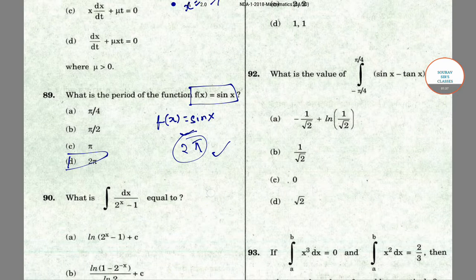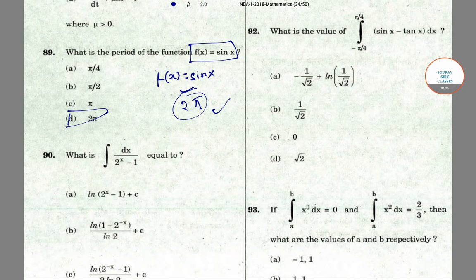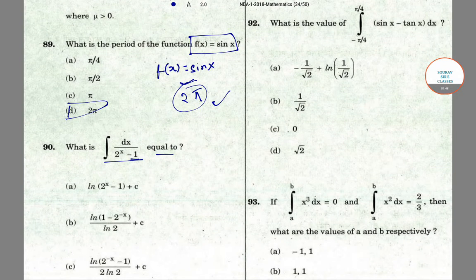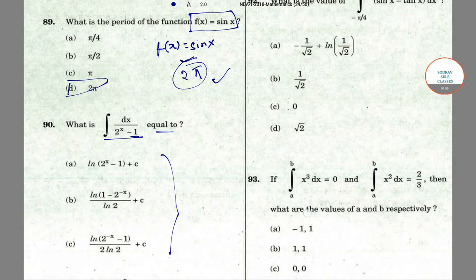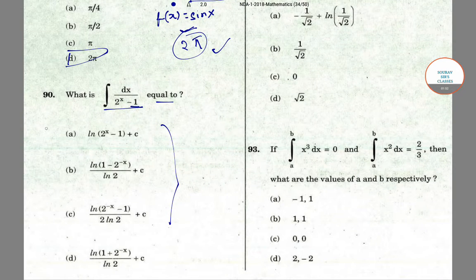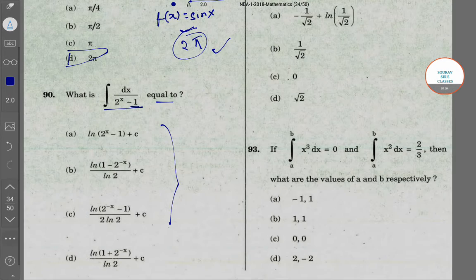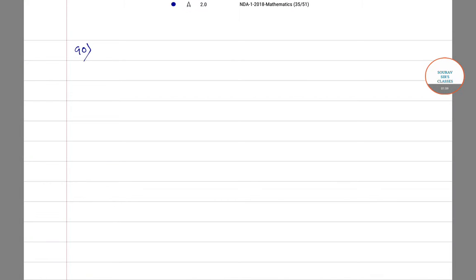So now we'll go to question number 90. In question number 90, it is given: what is the integration of dx by 2 to the power x minus 1 equal to? We have these 4 options, as you can see, out of which we have to find the right answer for this question.